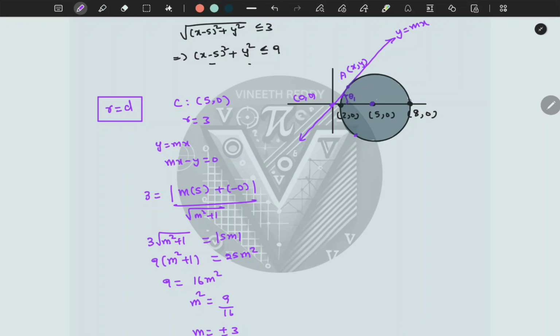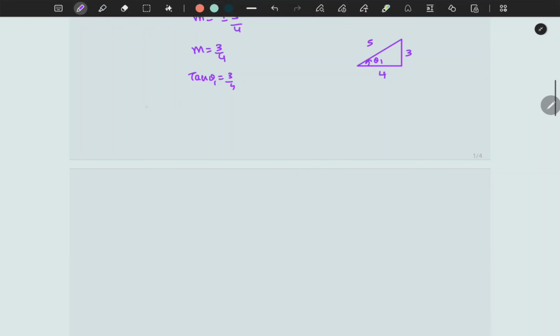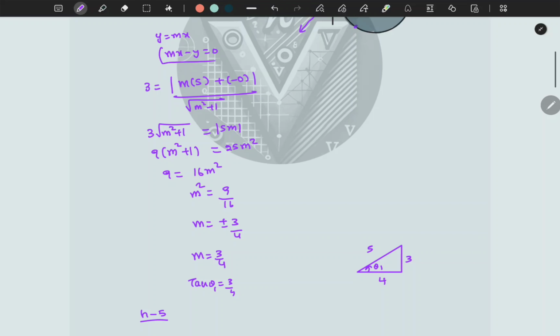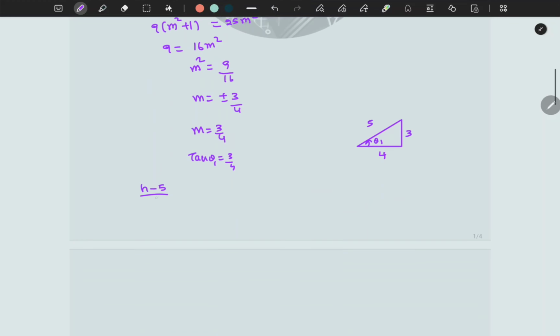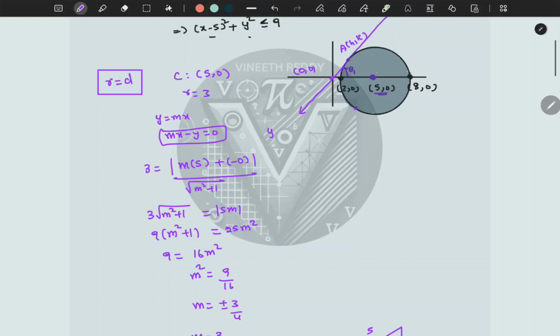Let us say this point is h comma k. So h minus x1. Yeah, we are finding the foot of the perpendicular from 5 comma 0, so we can write h minus x1, that is 5, divided by a. What is the equation of line? m is 3 by 4, right? So we can say y is equals to 3 by 4 into x, or 4y is equals to 3x, or we can even say 3x minus 4y equals to 0, dear students.